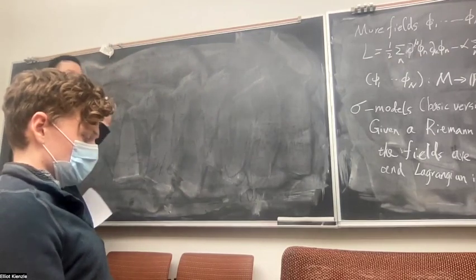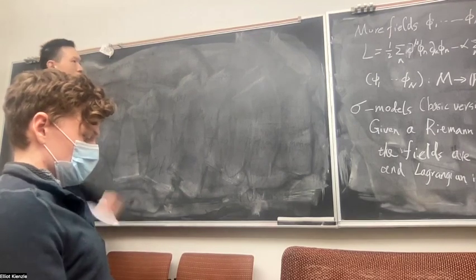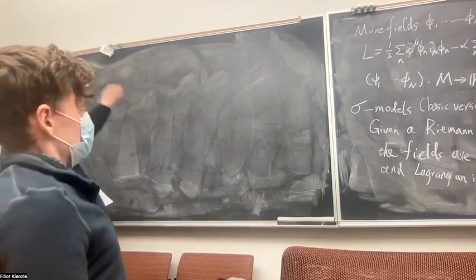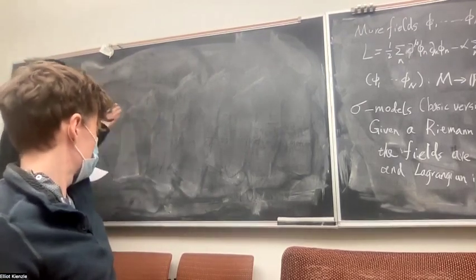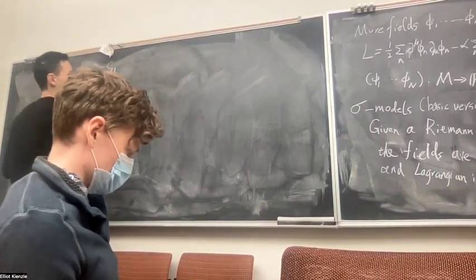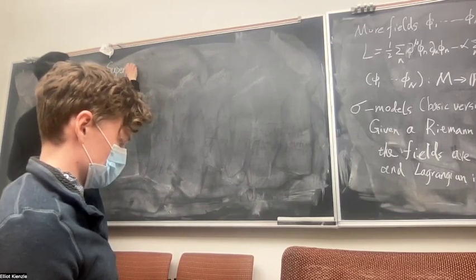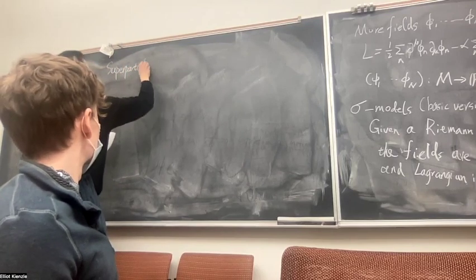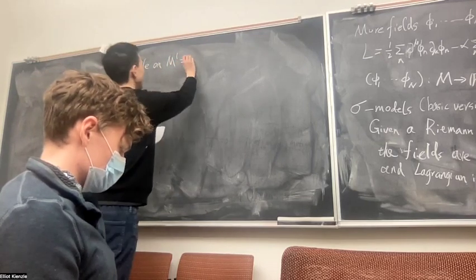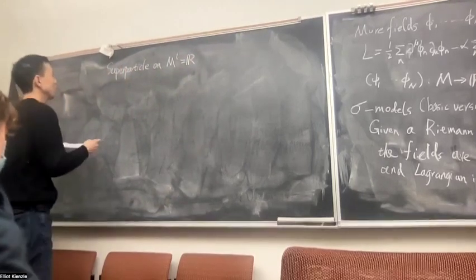Yeah, so now we can get back to supersymmetry. We defined sigma models, and we want to define some sigma model that actually has supersymmetry. So for this we are going to have a toy example, which is a superparticle on M1, which in this case is the real line.